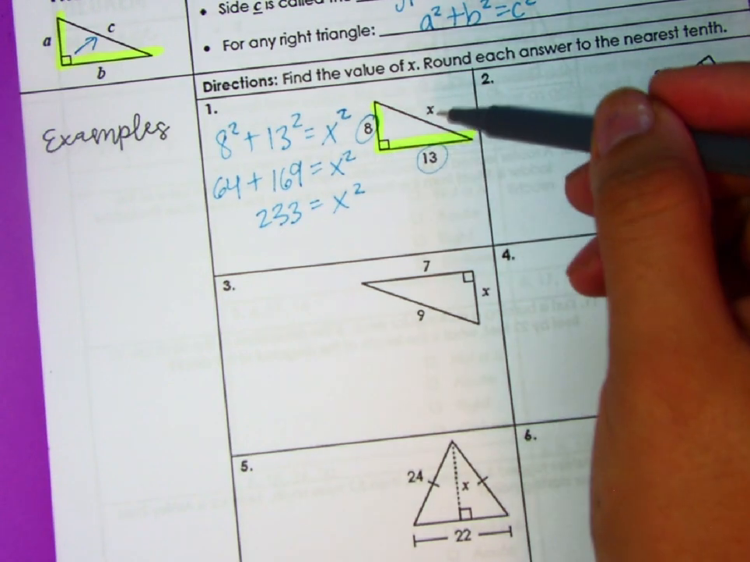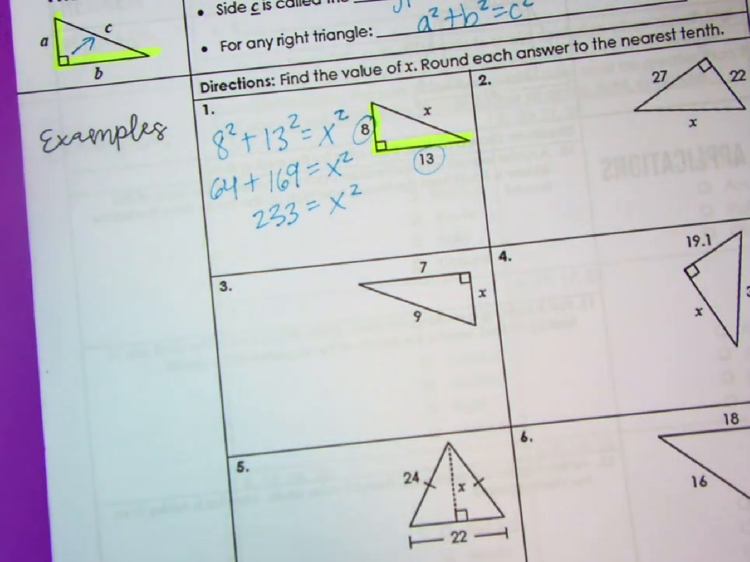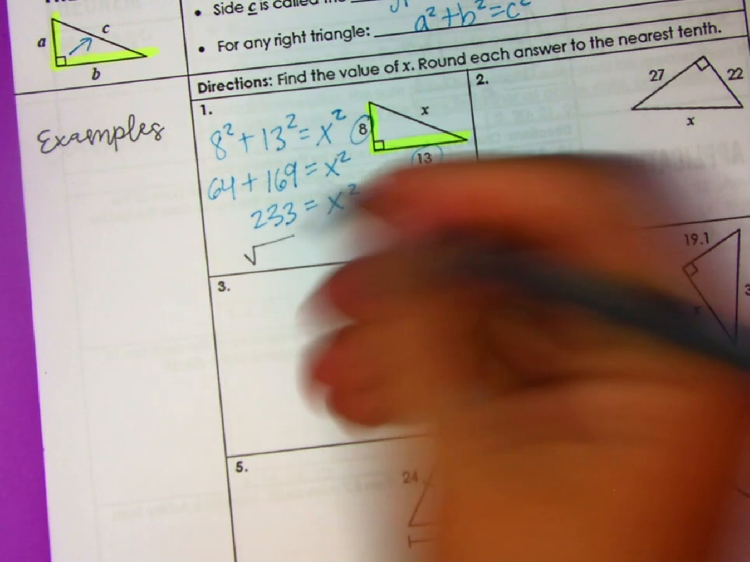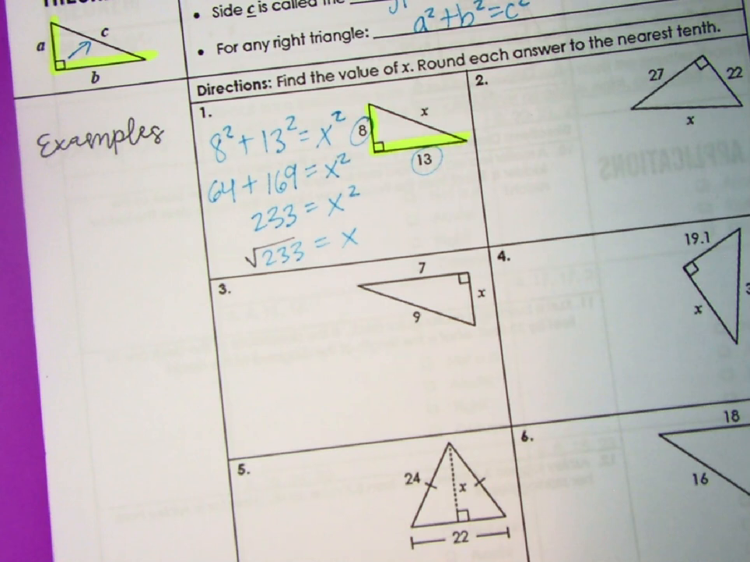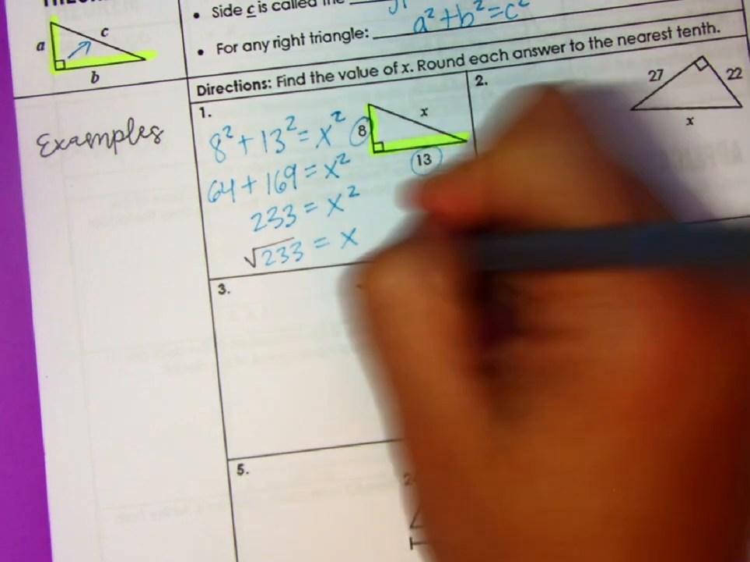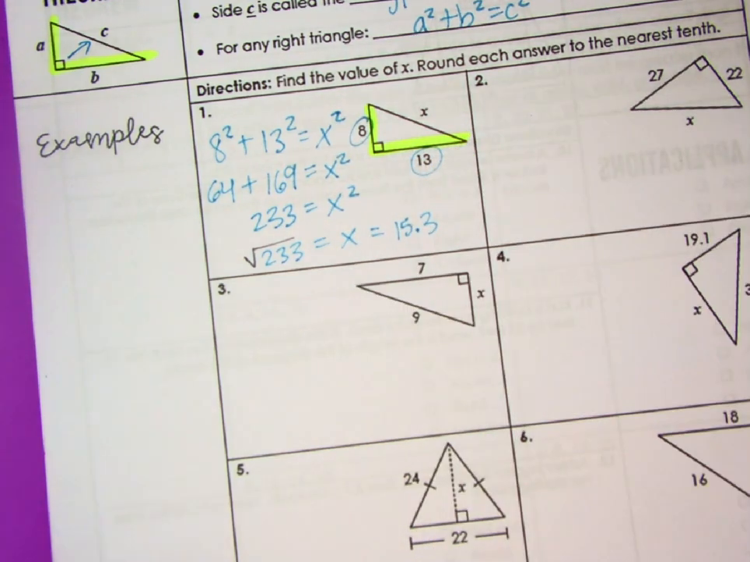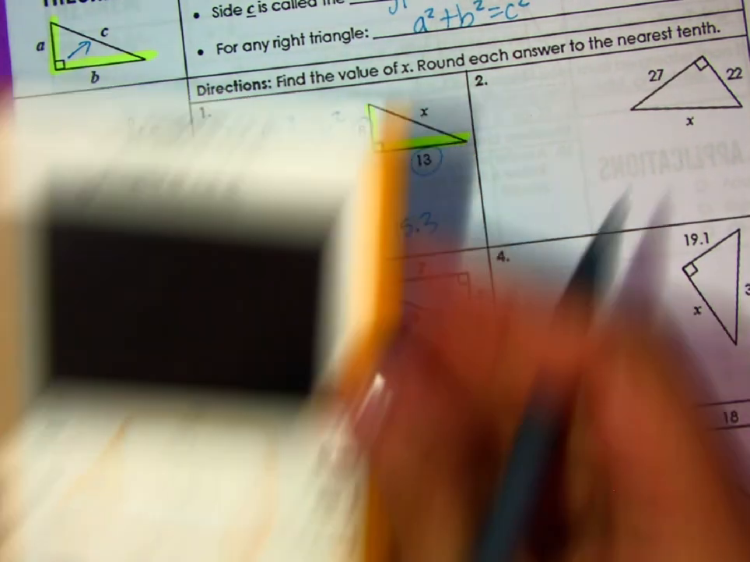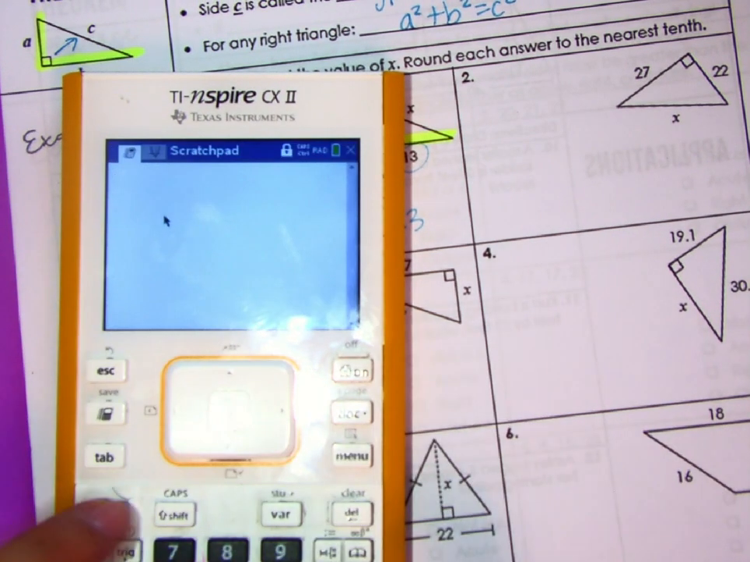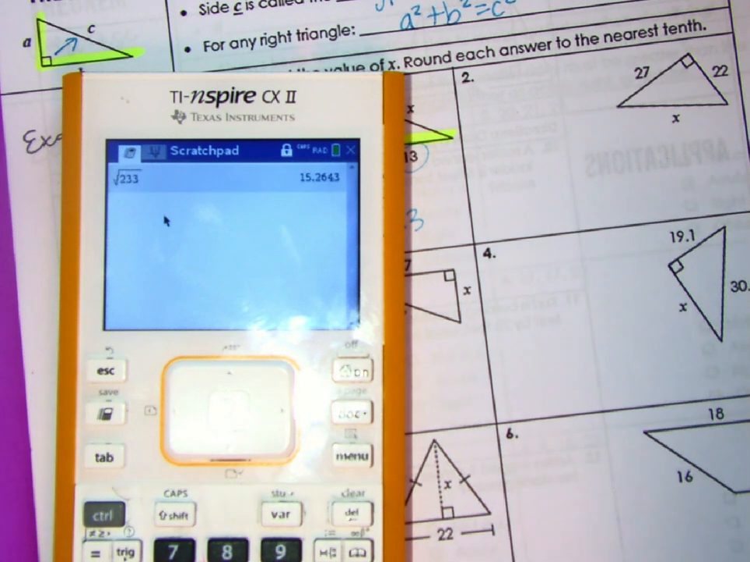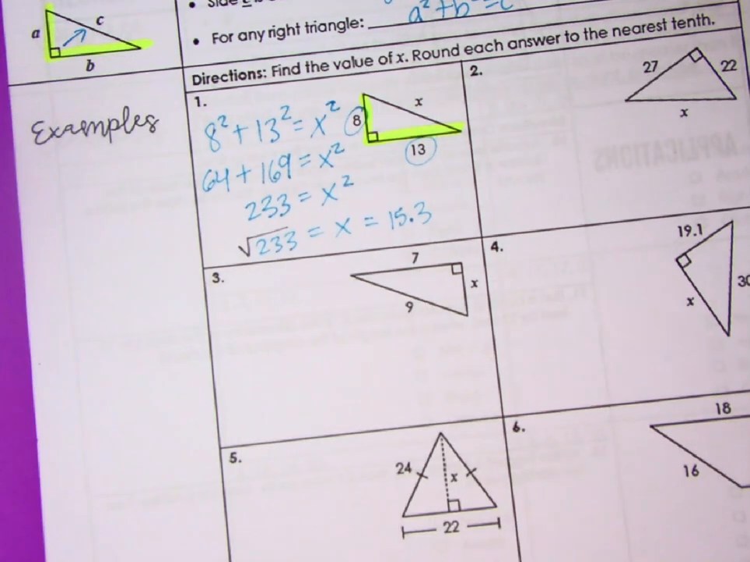answer of x squared. So to find what x is, we need to undo the squaring. So for that, we're going to do the square root of 233, and that's going to equal your x. When you type that in the calculator, it becomes a decimal and it rounds to 15.3. Let me show you that in case you need to see an example of that. If we do the square root of 233, it's 15.2643, so that's 15.3 if you round it.